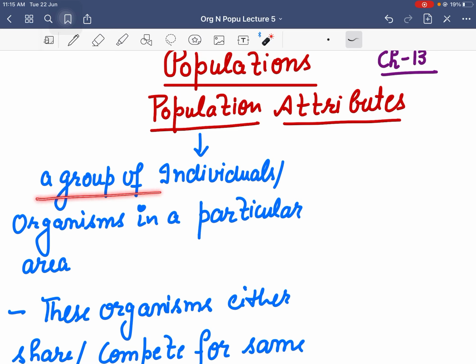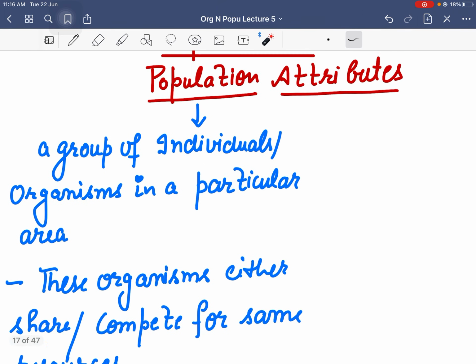It is a group of individuals or organisms which live in a particular area. That is known as population. So when you start with this topic, the first thing you have to concentrate on is the word population. Wherever a number of individuals live in a particular area, that term is known as population.